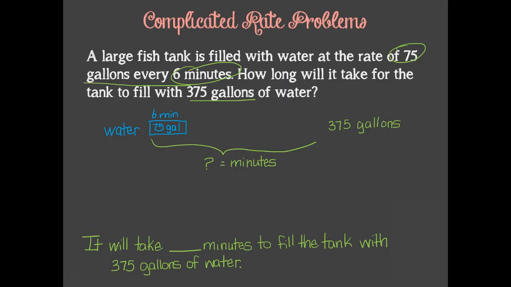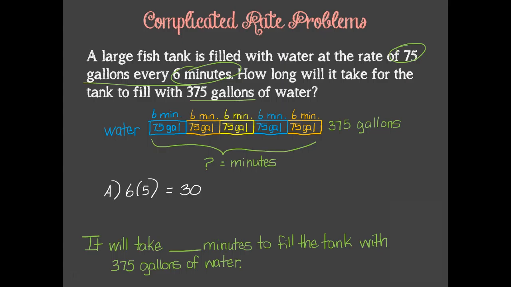If we add another 75 gallons, that brings us to 150 gallons. Another brings us to 225, and another to 300, and one more brings us to 375. Now it's easy to see from the model what math needs to be done. We have to multiply 6 minutes times 5 units, which is 30. It will take 30 minutes to fill the tank with 375 gallons of water.